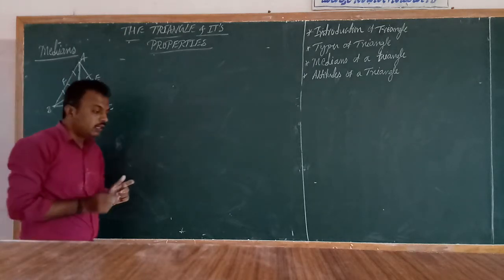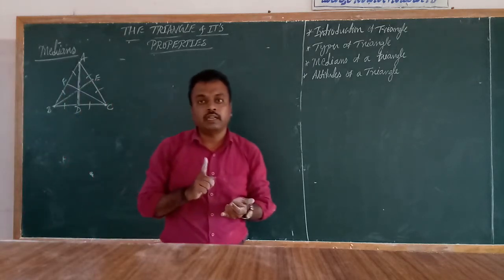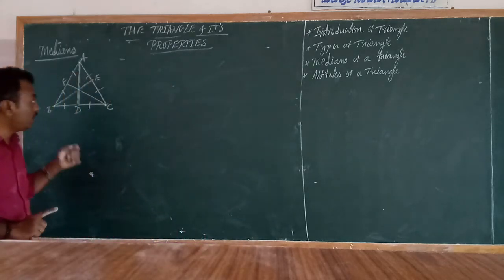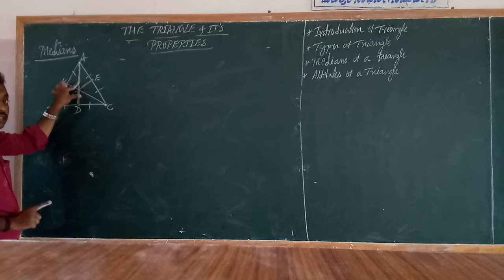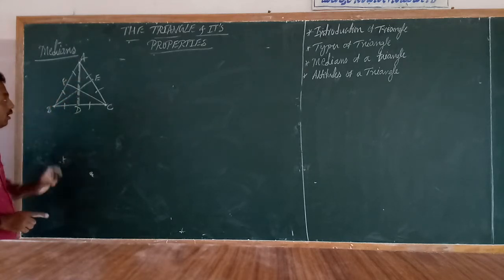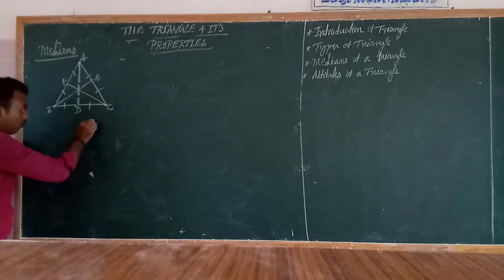So one question, see, how many medians can be drawn in a triangle? How many medians can be drawn in a triangle? There are three medians in a triangle. Keep in your mind, there are three medians in a triangle. So one more example.